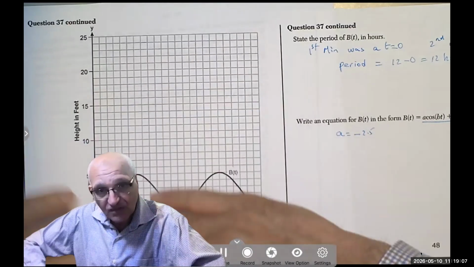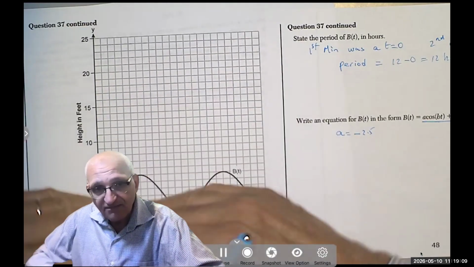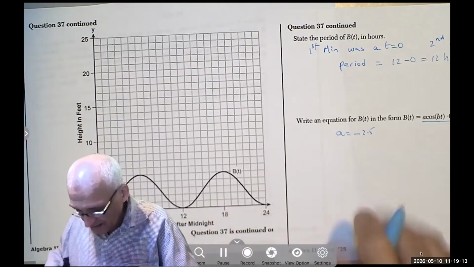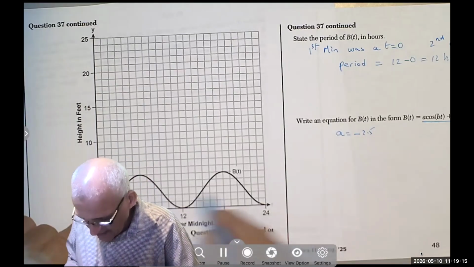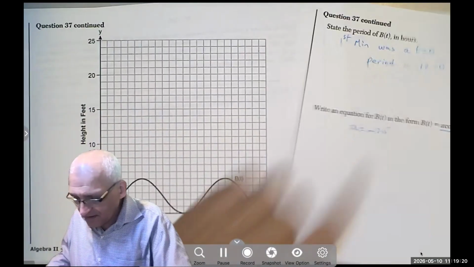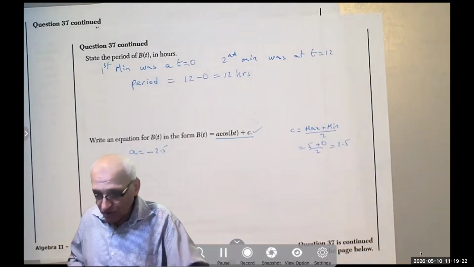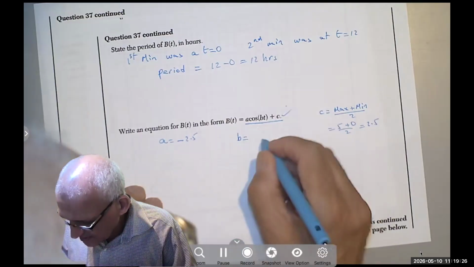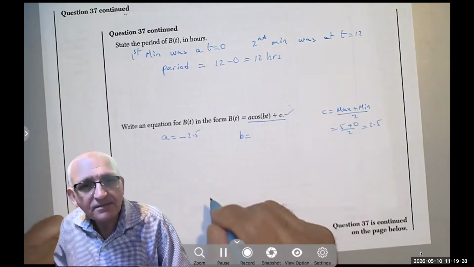It's an inverted cosine, so it's like you are reflecting it over the x-axis. And the center line is in the middle. So this is a reflected one. I know the period. So in order to find B, we say B equals what?